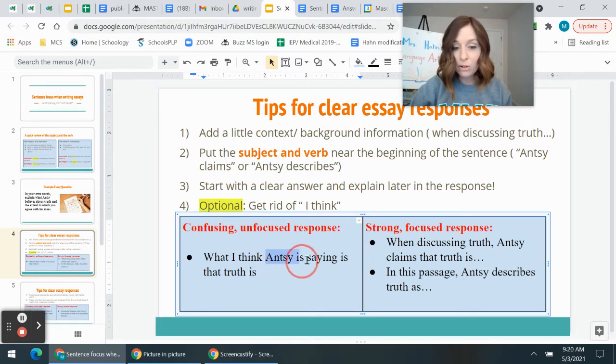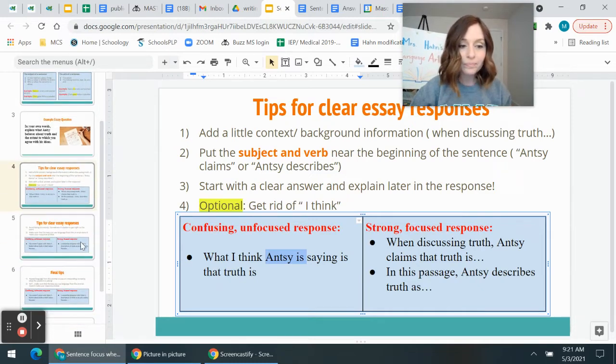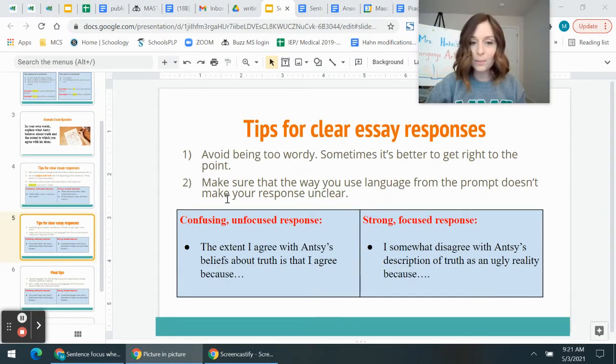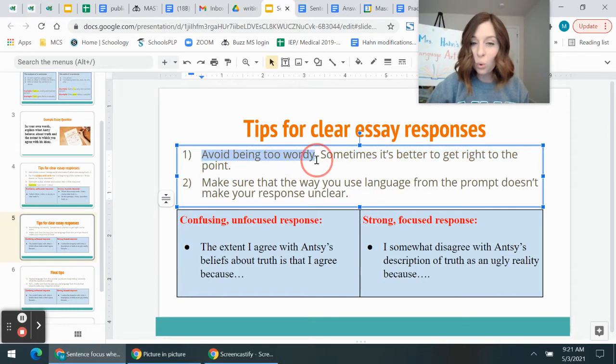So my subject and my verb are right here. I want to put that near the beginning. So I want to get rid of the "what I think Antsy is saying is that truth is," and make it a little bit more clear. Here's some more tips for clear essay responses. Avoid being too wordy. Sometimes it's actually better to get right to the point.